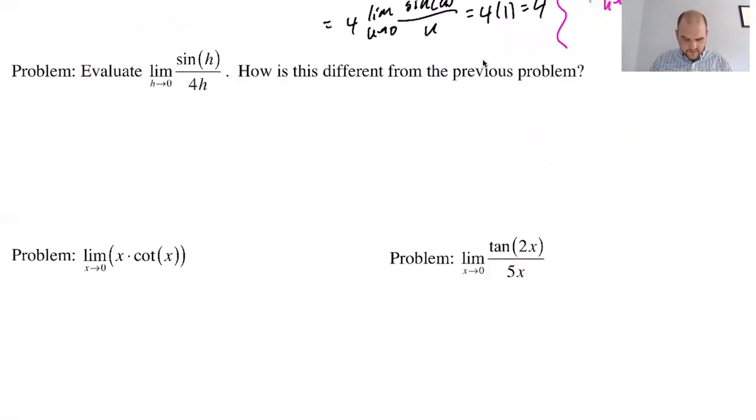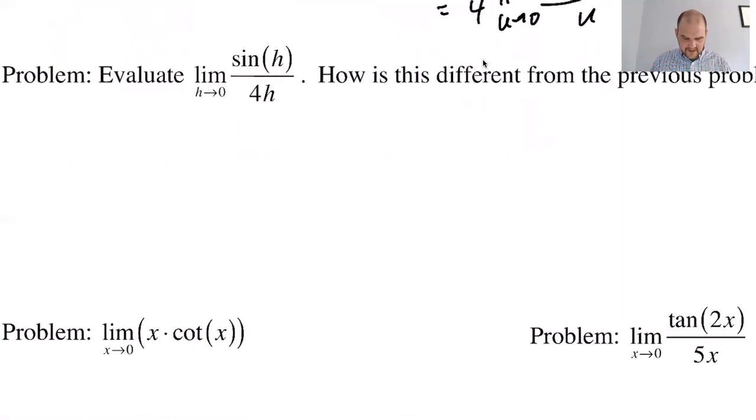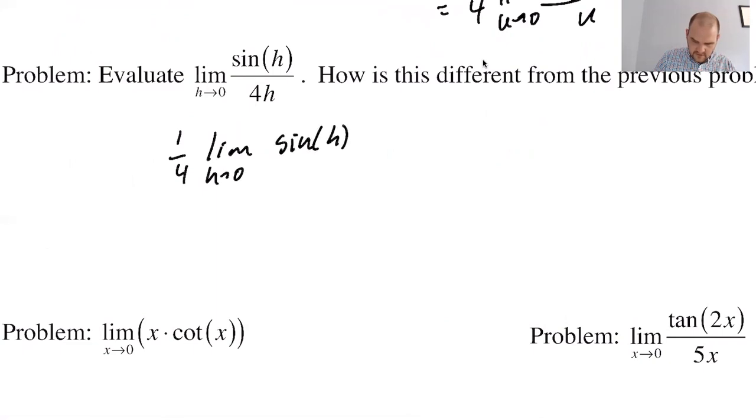All right, let's look at this one. So here, we have the limit as h approaches 0, sine of h over 4h. This is a little different because the 4 isn't inside the argument of sine. So we can just do whatever we want with it. I'm just going to take it out right away. 1/4 times the limit as h approaches 0 of sine of h over h, which is 1/4 times 1, which is 1/4. All right, there you go.